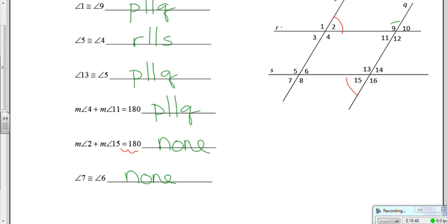Okay, the last one is saying angle 7 and angle 6 are congruent. That is a special angle relationship, vertical angles. But are vertical angles helping us identify if the lines are parallel? No, vertical angles deal with when two lines intersect each other. The opposite angles are congruent. Okay, so yes, that may be true. They may be congruent. Well, they are, but that doesn't help us with parallel lines.